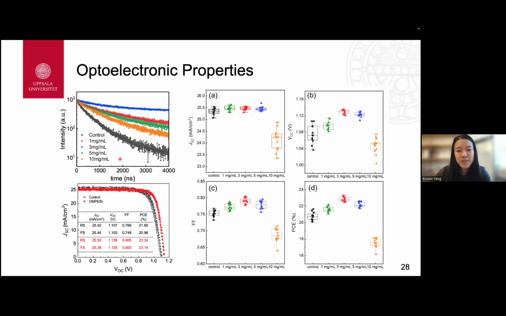Then with this mixture species on top of the FAPI film, we found it can not only stabilize the film, as we mentioned, but it can also improve the film quality, similarly to other passivation materials. This leads to a significantly prolonged charge carrier lifetime, which enables a high quality perovskite film with notably reduced non-radiative recombination. Consequently, the device performance is enhanced, increasing from over 21% for the reference cell to over 23% in the best performing cell with 3 milligrams per milliliter of this DMPSI salt.